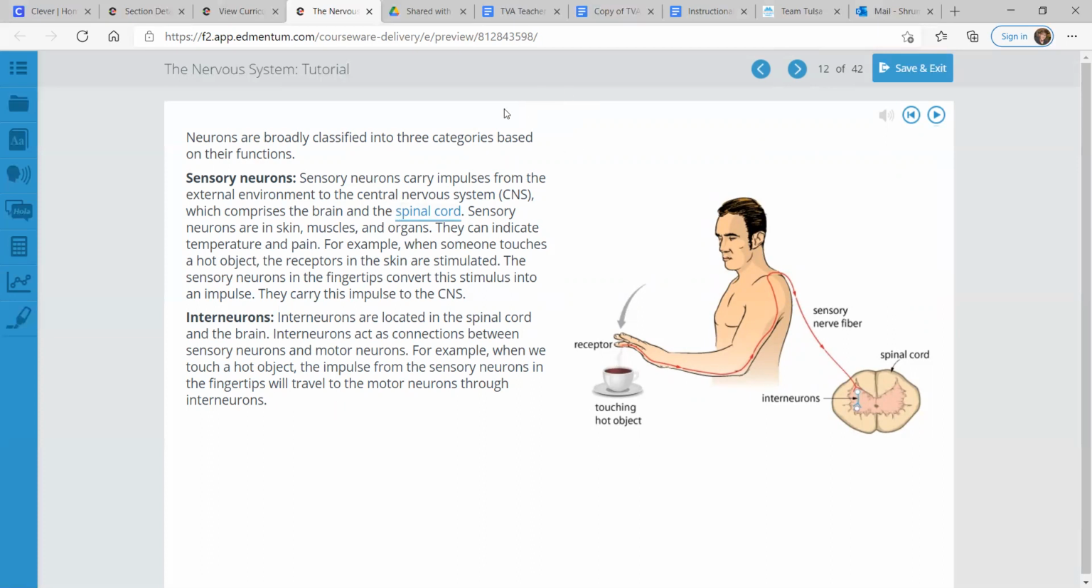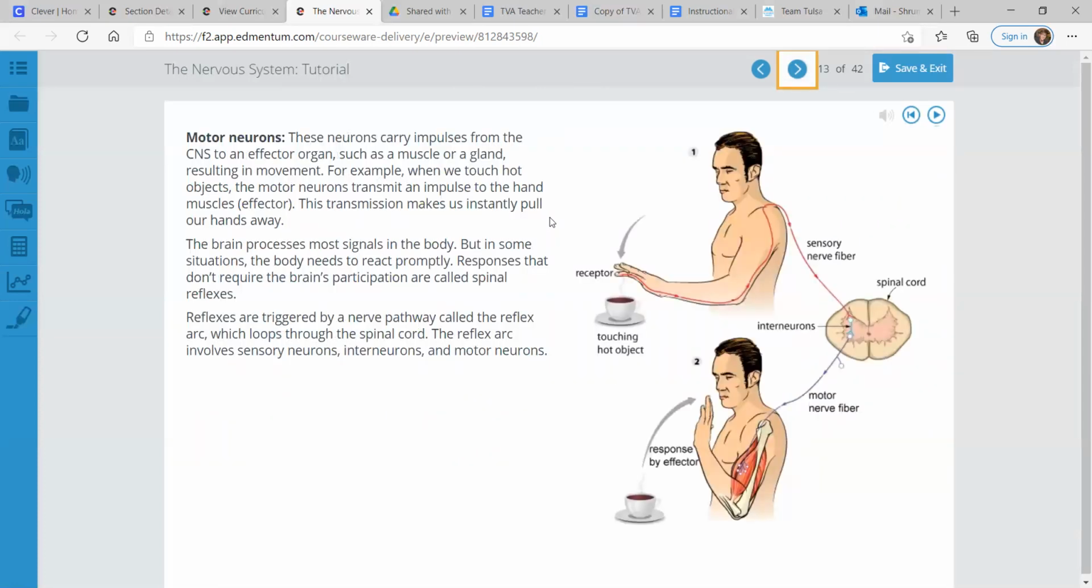So if you're picking up on the pattern, sensory neurons sense something, they carry those impulses connected with the interneurons, and then they go to the motor neurons. And the motor neurons carry impulses from the CNS to an effector organ. An effector organ can be a muscle or gland, and that results in movement. So when we touch hot objects, the motor neurons transmit an impulse to the hand muscles as the effector that has an effect on something. This transmission makes us instantly pull our hand away.